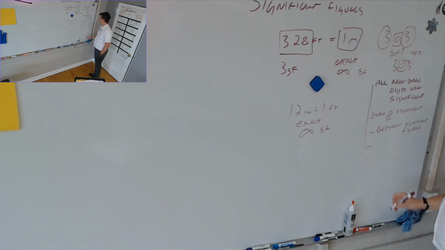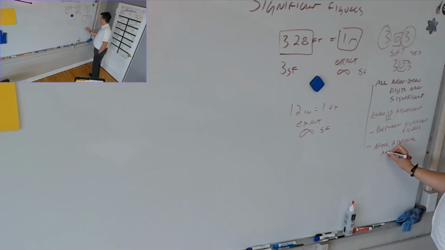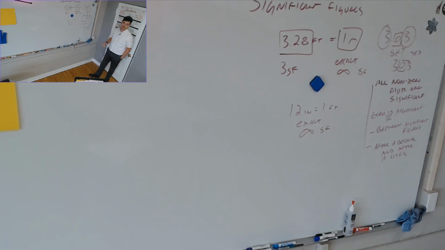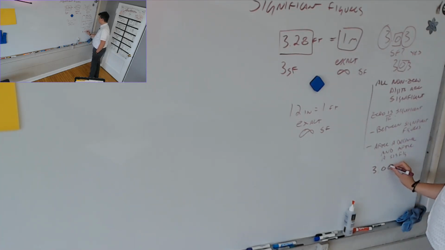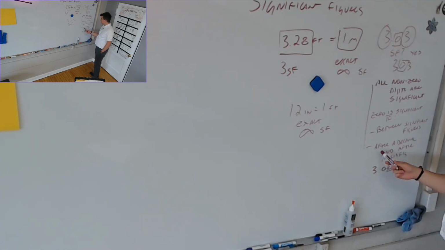And it's also significant if it is after a decimal and after a significant figure. We abbreviate significant figure as sig fig a lot of times. A little rhymey, sig fig. So in that case, 3.00. Is this 0 significant? Yes, because it is after a decimal and after a sig fig.